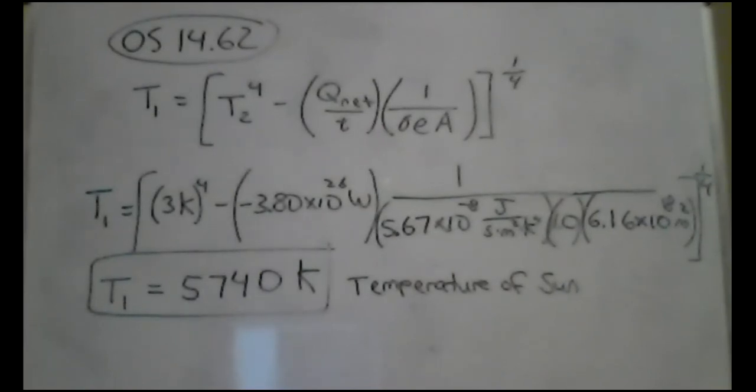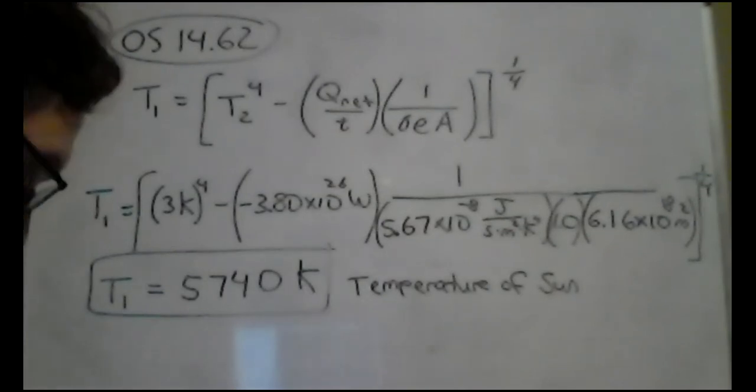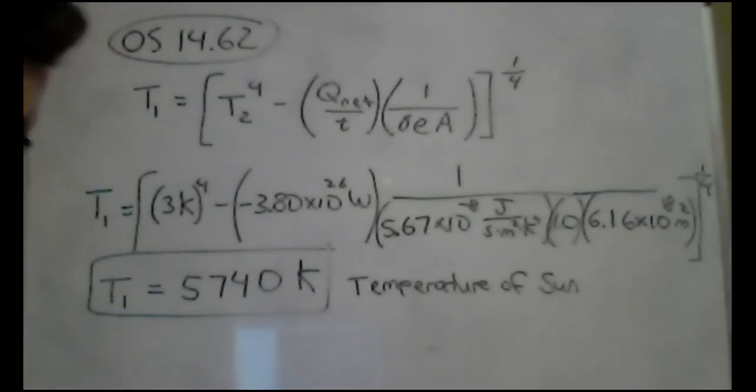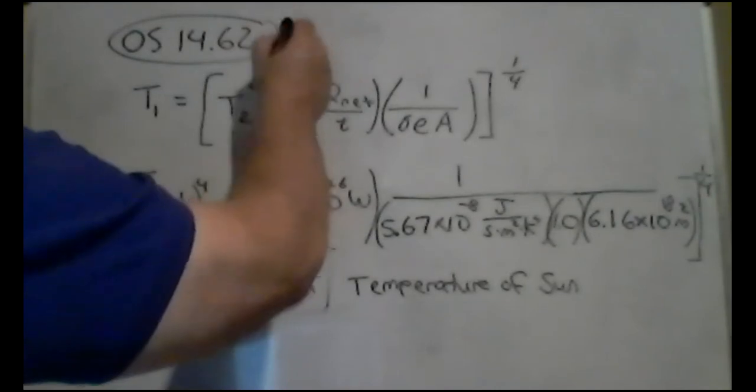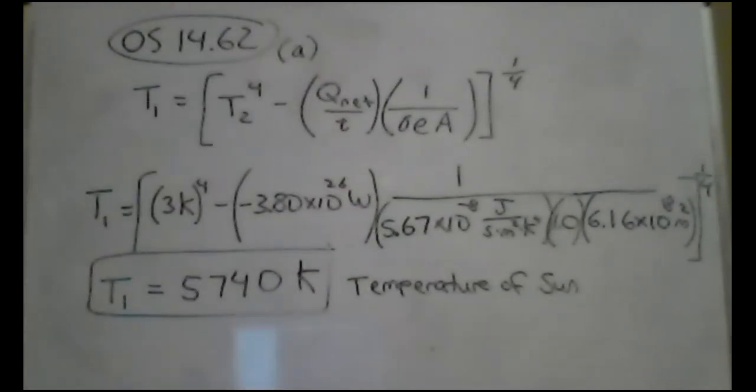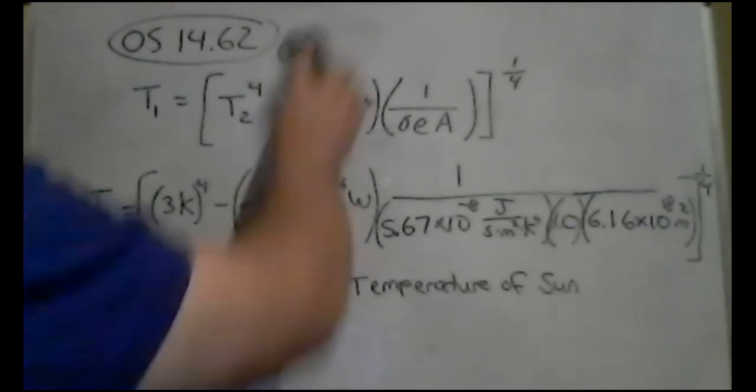All right, part B. Part B asks, specifically, how much power does the sun radiate per square meter on its surface? Well, we know what Q net over t is. We know what the power radiated is. We need to know the intensity. So we want the intensity at its actual surface. Right, so I'm going to erase this. All of this was part A, by the way. Okay, we're about to look at part B.